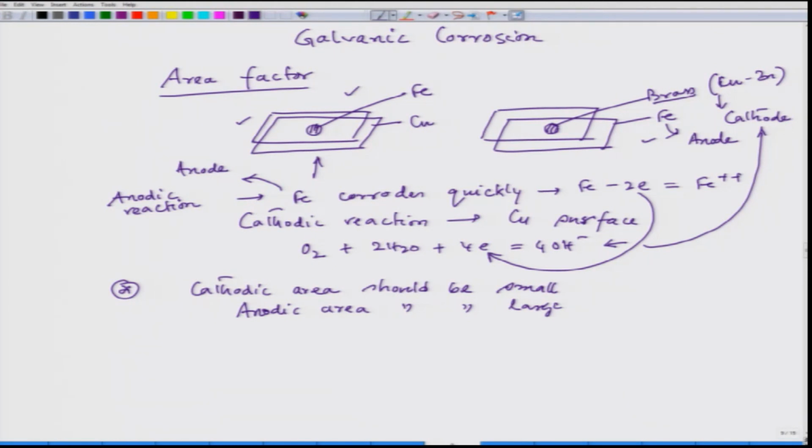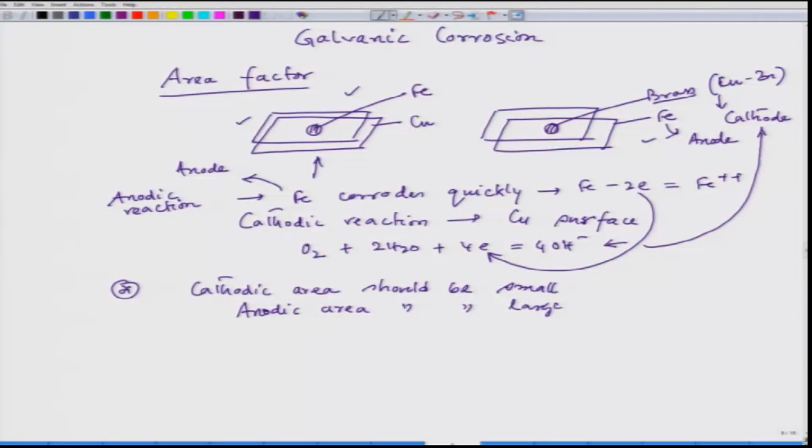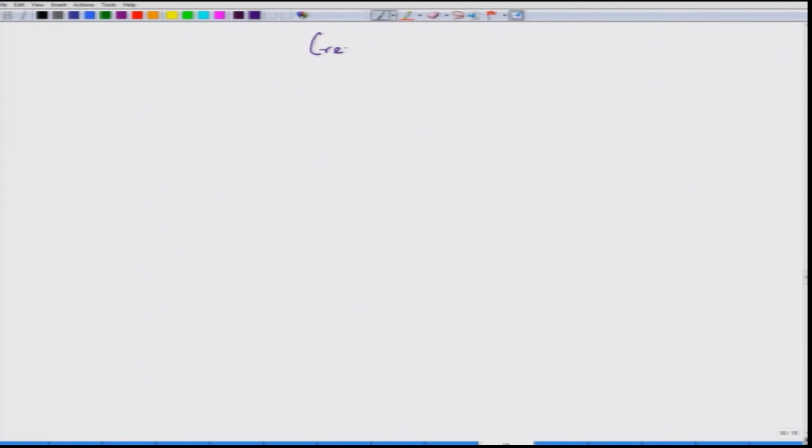So, this is a very important factor, and we would talk about this area effect when we talk about intergranular corrosion. There also the area effect would be severely felt. Now, this particular galvanic corrosion, we will again touch upon when we complete the explanation on mixed potential theory. Now, let us go to another form of corrosion, which is called crevice corrosion.